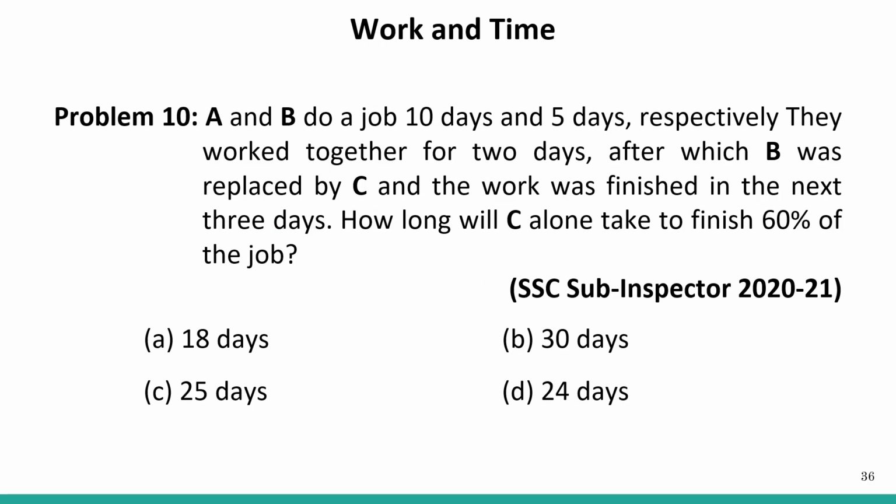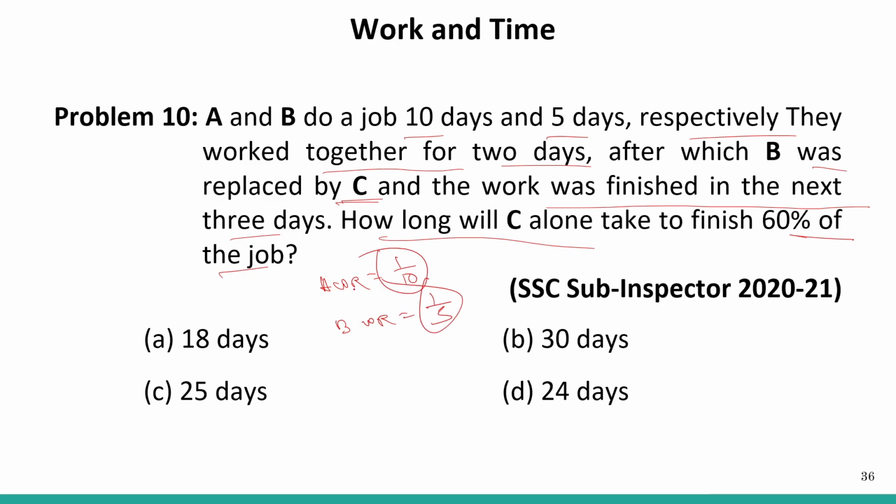So problem number 10. If A and B can do a job in 10 days and 5 days respectively, they work together for 2 days, after which B was replaced by C and the work was finished in the next 3 days. So how long will C take to finish 60% of the job? So A and B do a job in 10 days and 5 days. So A's work rate is equal to 1 by 10, and B's work rate is equal to 1 by 5.